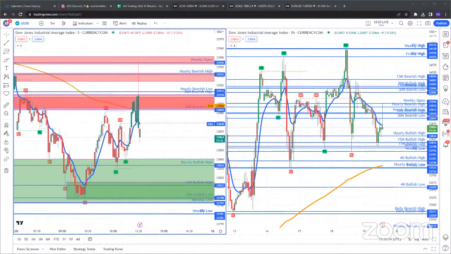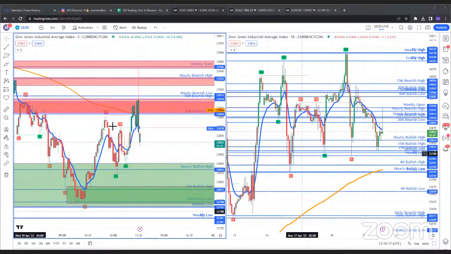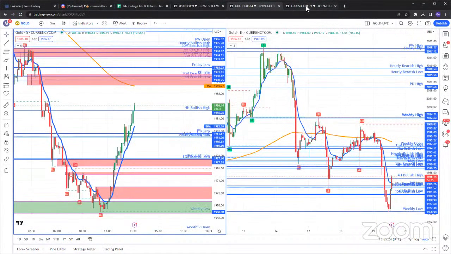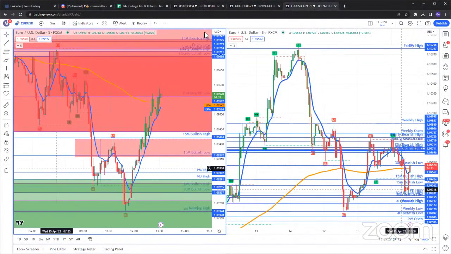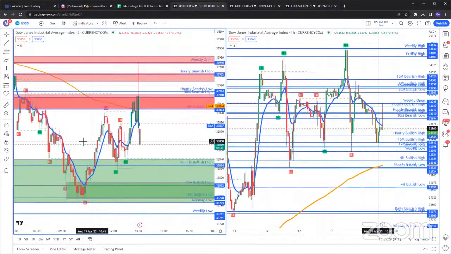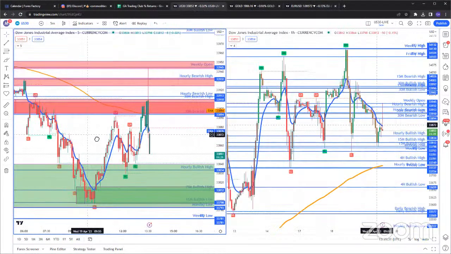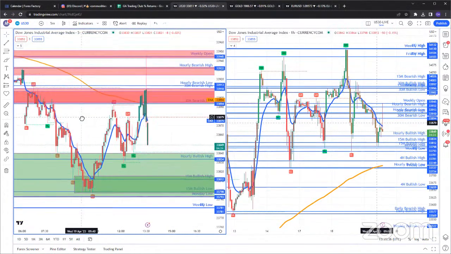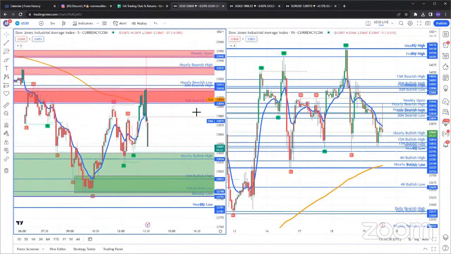All right, good morning, guys. Today is April the 19th, and as usual, we'll be going over analysis for US 30, gold, and EU. Yesterday we were able to take a trade on US 30 that hit full TP. That was the only trade we took yesterday. Yesterday I didn't have any markups, but today I do.